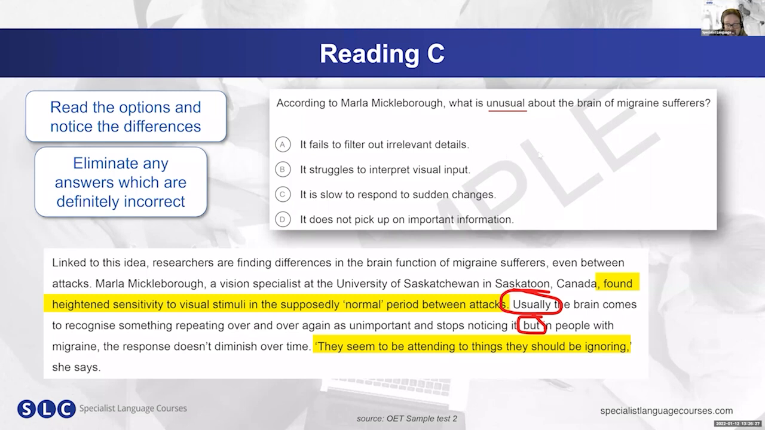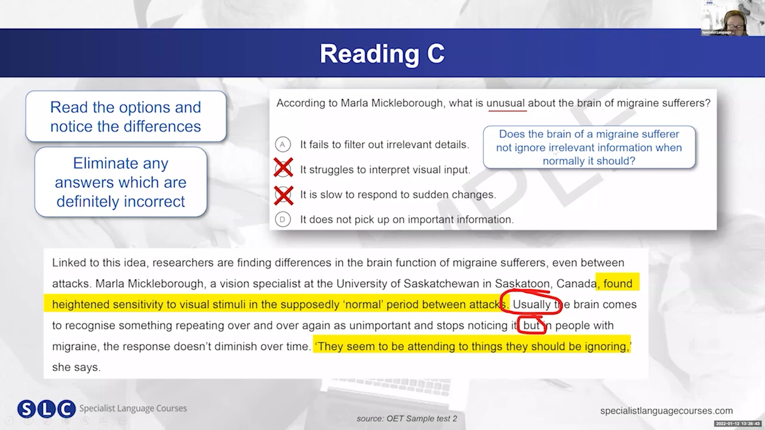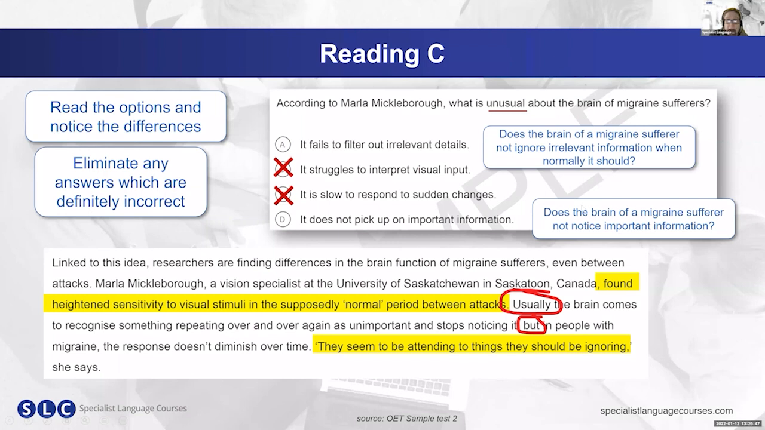So I think we can definitely say it's not B. It doesn't say anywhere that it has difficulty interpreting visual input. And also there's nothing about how quickly or slowly it responds. So we need to ask ourselves, does the brain not ignore irrelevant information when normally it should? Or does the brain of a migraine sufferer not notice important information?